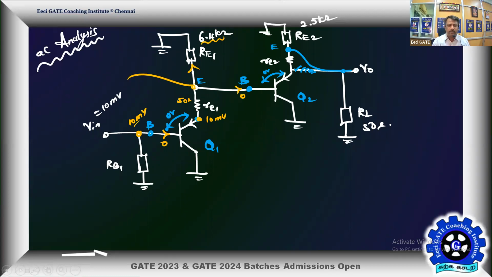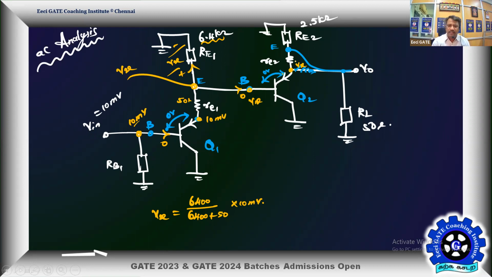Let us find this point's potential. I'll call this Vx, by potential division. Vx is the voltage drop across 6.4 kilo-ohms, so Vx is equal to 6400 divided by 6400 plus 50, into 10 millivolts. That's your Vx. Again, this is 0, which means this point is also going to become Vx.